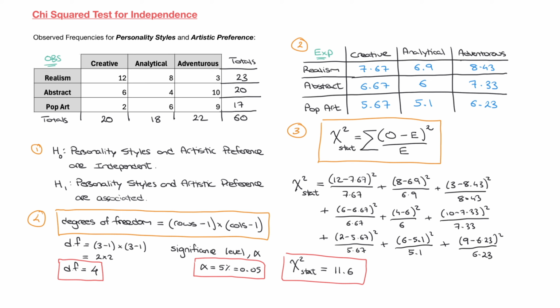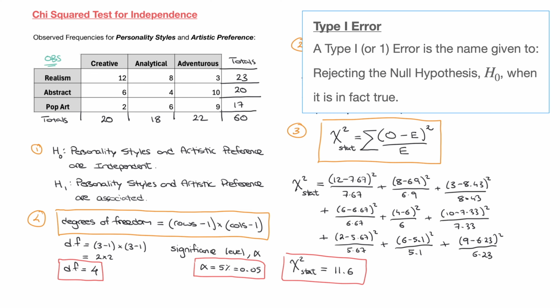Put simply, the significance level that we choose, or that we're given in a test, is the probability that we draw an incorrect conclusion when running our chi-squared test for independence. And to be more specific than that, the significance level we choose is equal to the probability of making a type 1 error. And a type 1 error means rejecting the null hypothesis when it's actually true.